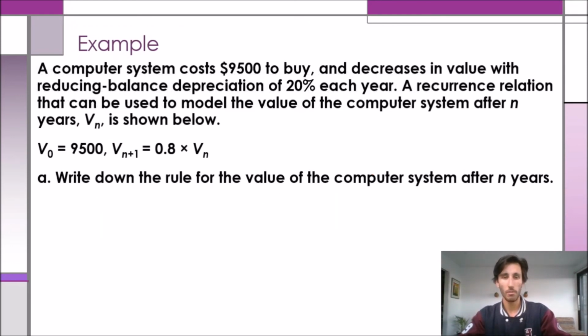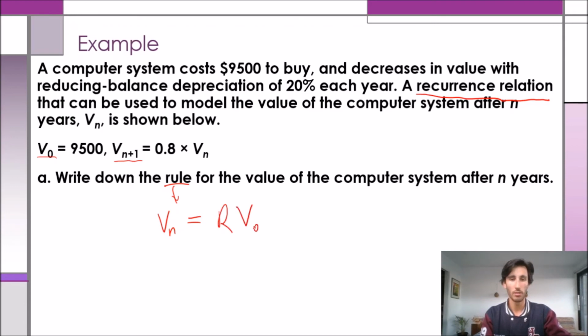All right, let's look at some reducing balance depreciation. The computer system is 9,500 to buy, decreases in value with reducing balance depreciation of 20% per year. A recurrence relation is shown below. Write down the rule for the value of the computer after n years. So we're given the recurrence relation, and you can see we've got V0 and we've got Vn plus 1. We're asked to find the rule, and our rule is going to look like this. Vn equals something.